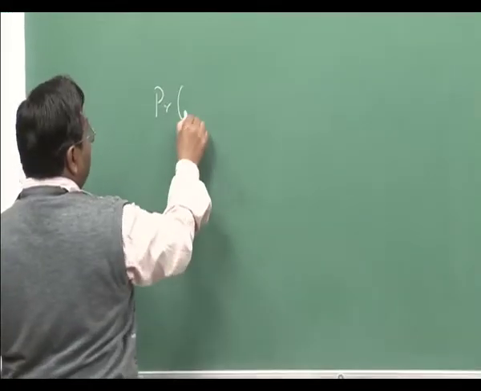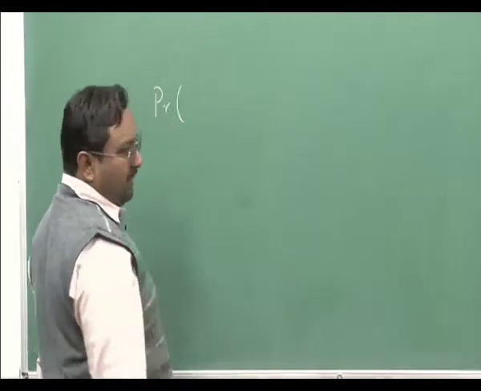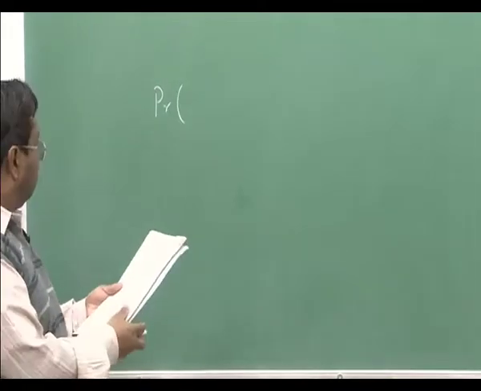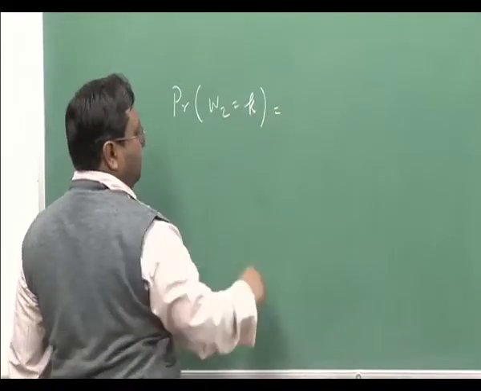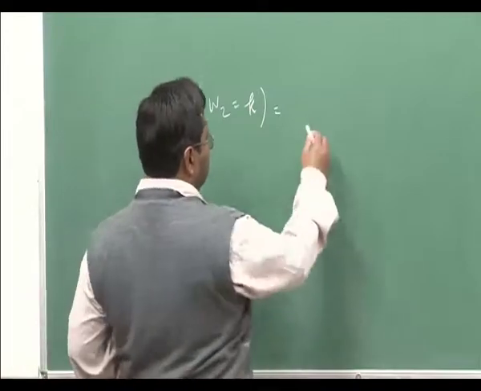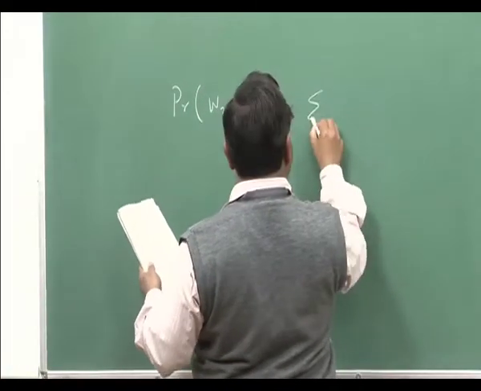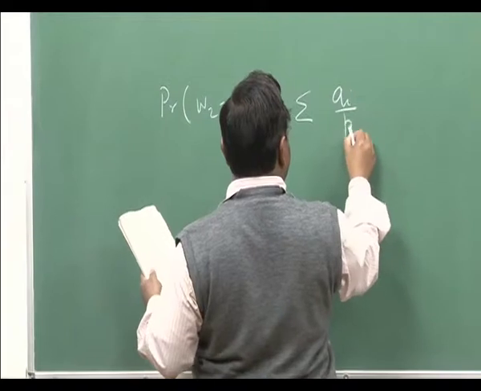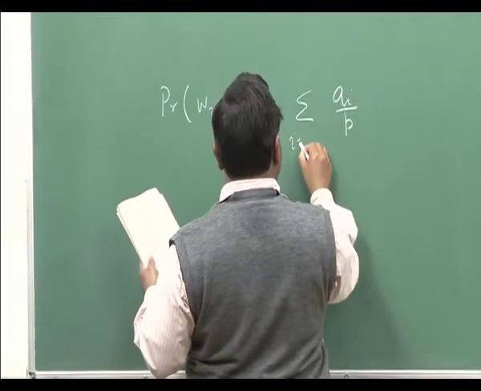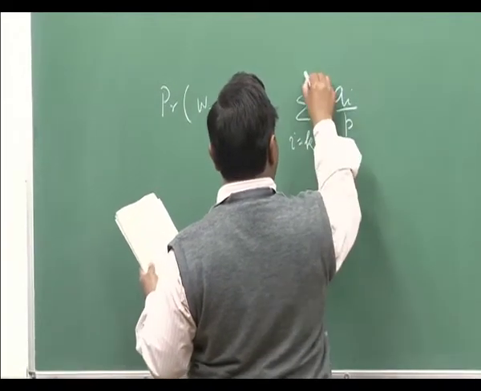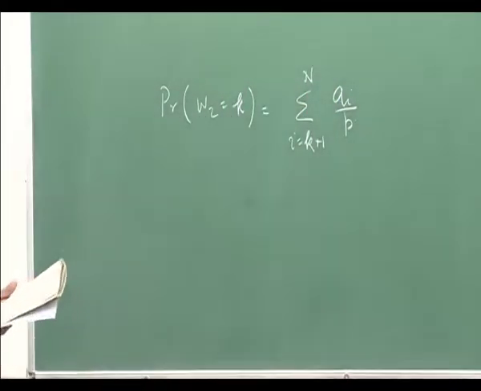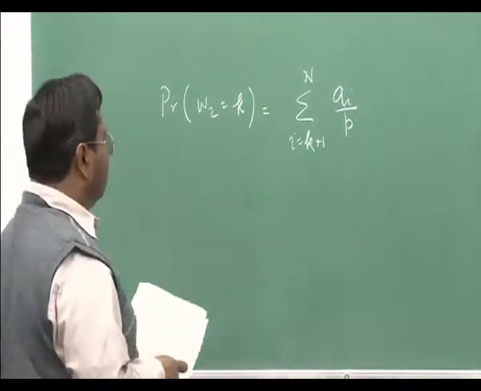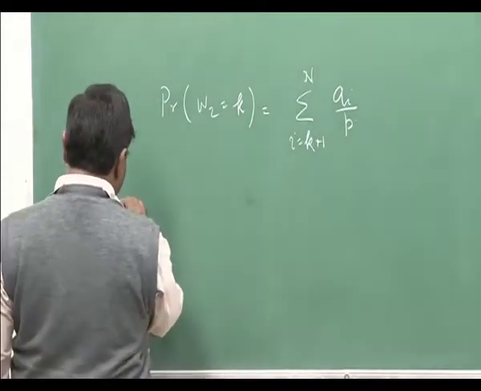yesterday what we got was the probability that your tagged packet will suffer a delay of k. This is what we had estimated, and this was nothing but the summation of a_i by t, with I going from k plus 1 to n. That's what we have got. And ultimately from here I can find the z transform of this, which is the probability generating function, PGF.